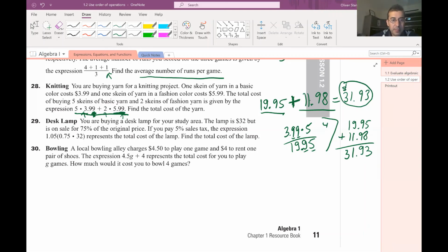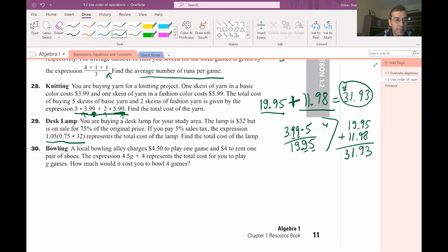You're buying a desk lamp for your study area. The lamp is $32, but is on sale for 75% of the original price. If you pay 5% sales tax, the expression given right here represents the total cost of the lamp. Find the total cost. So we just have to evaluate this expression. We just have to multiply 1.05 times 0.75 times 32.